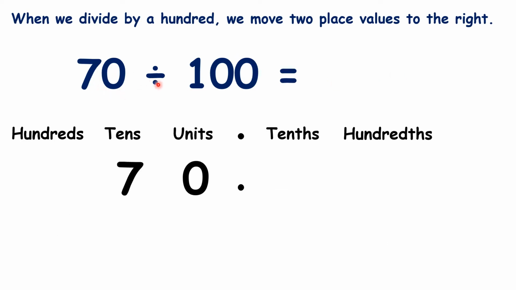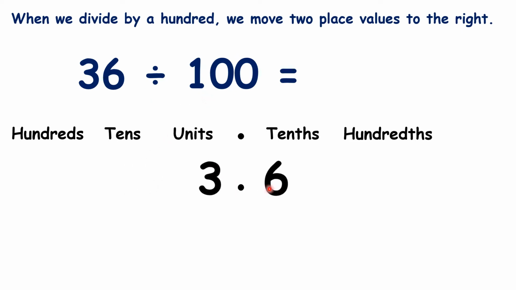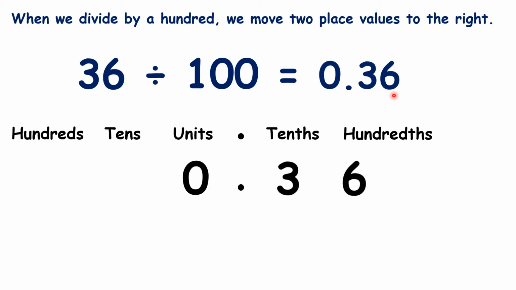So what is 70 divided by 100? We can move 2 place values to the right. We have nothing in our units, so we can write a 0. And we can ignore the 0 in our hundredths column because there are no further digits to the right. So 70 divided by 100 is 0.7. For 36 divided by 100, we can move 2 places to the right and write a 0 in our empty units column to get 0.36.